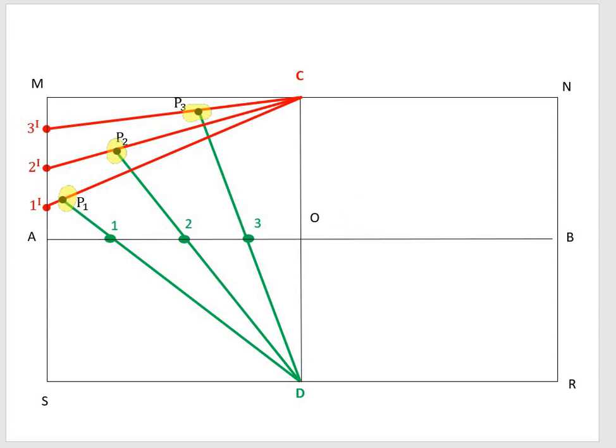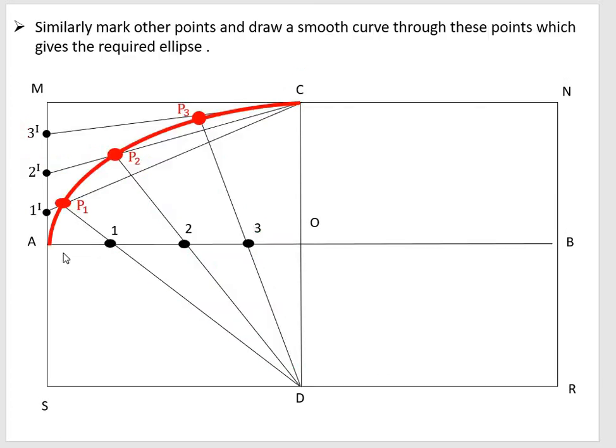The next step is simply to join these points. That means I'm joining the points A, P1, P2, P3, and C. Let us see the next step. I'm joining A, P1, P2, P3, and C in this manner. Similarly, you can draw for the other 3 quadrants also.